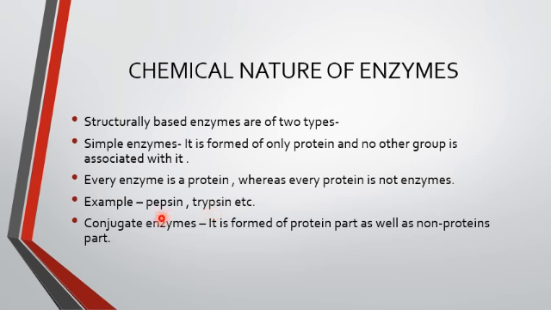For example, pepsin and trypsin, which help in the digestion of food. Then there are conjugated proteins or conjugated enzymes. They are formed of a protein part as well as a non-protein part. So that's why they are known as conjugated enzymes.